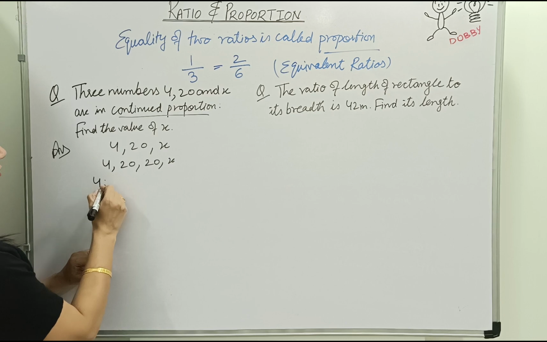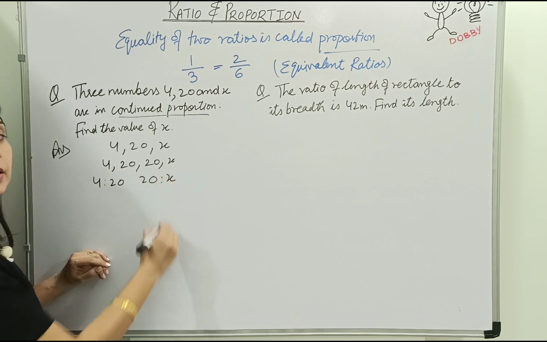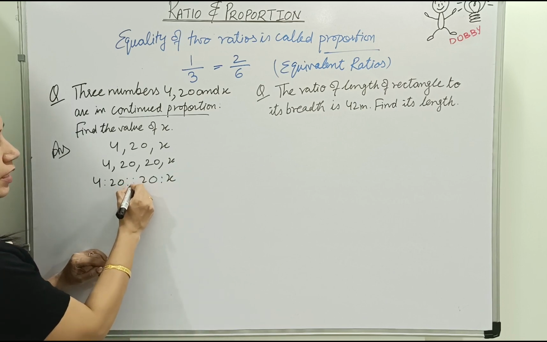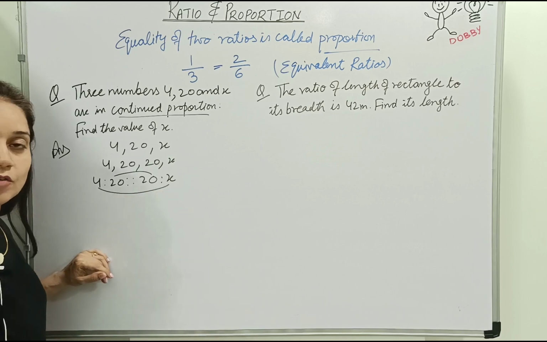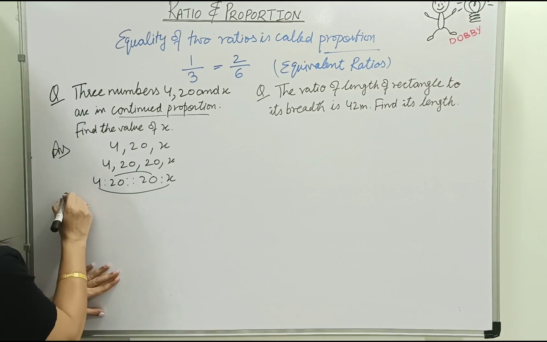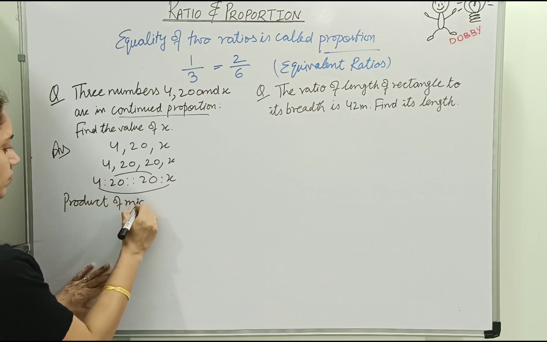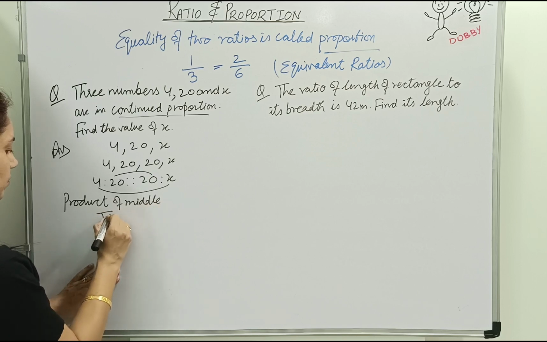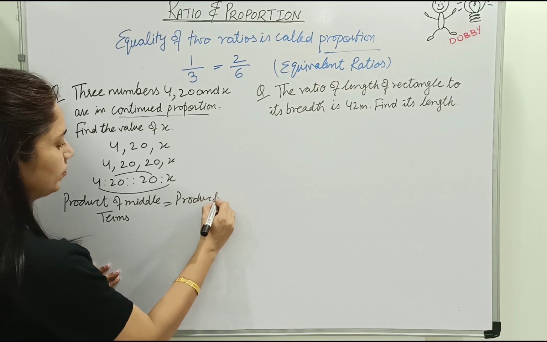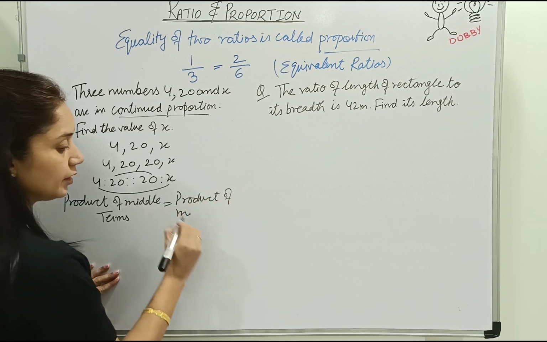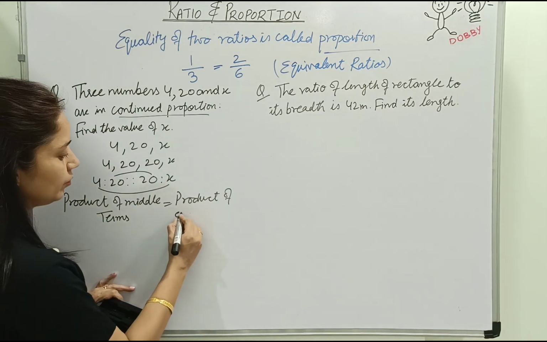Let us write in ratio form. 4:20 is the first ratio. 20:x is the second ratio. Mark them in proportion form. Product of middle terms, product of extreme terms. Children, you write along with me so that you understand better. Okay? Solve the question with me.